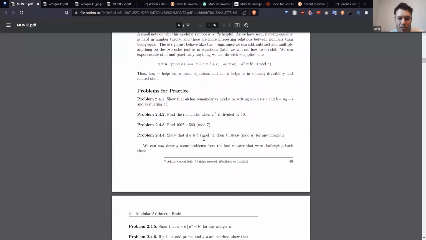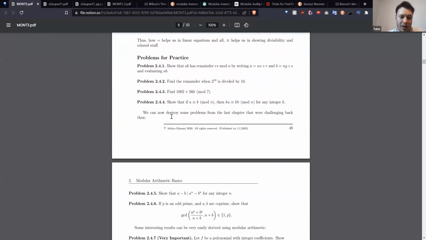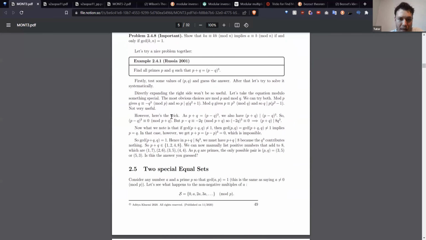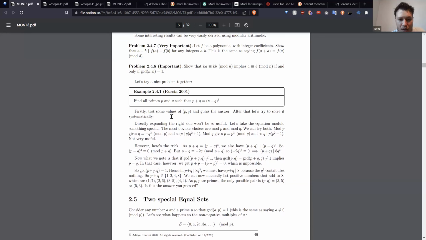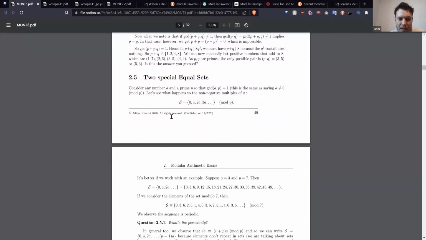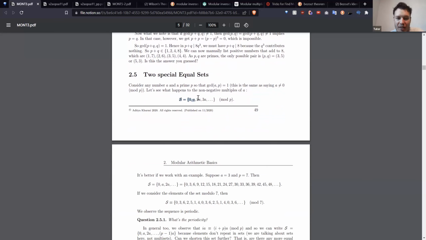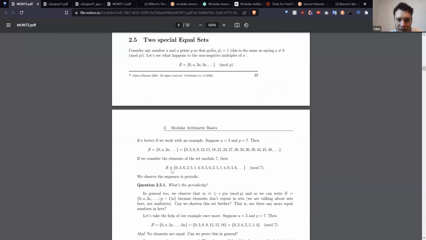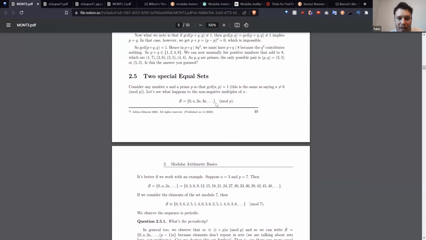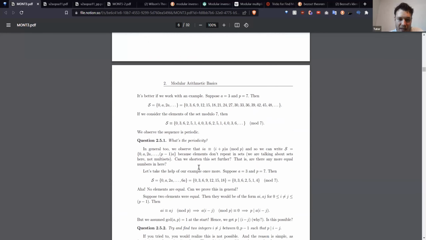There's a couple of practice problems. I definitely recommend working through these practice problems in your free time. And now that we get into a couple more advanced problems, we have the special set S that we discussed. So if we have the set of remainders, now we can create the set AS. So this is the set AS of the remainders multiplied by A.